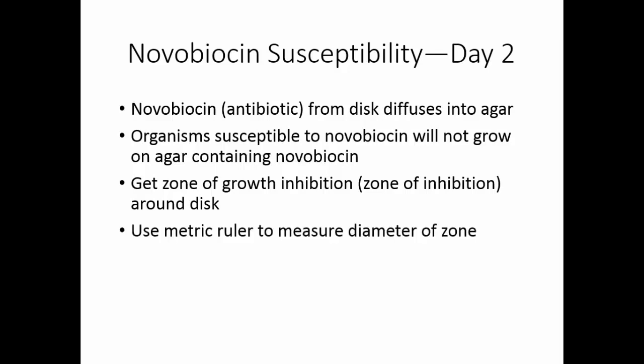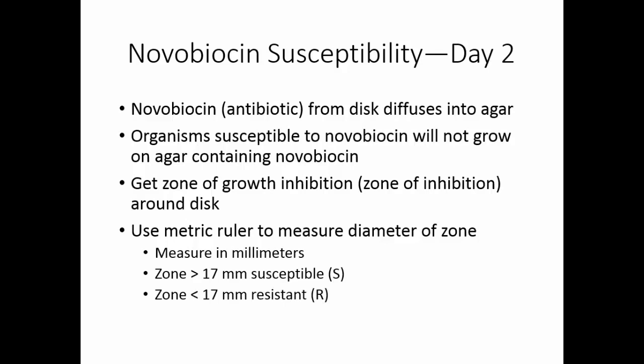You will use your metric ruler to measure the diameter of this zone, and you measure it in millimeters. That's the smallest unit on the metric side. If the zone diameter is greater than 17 millimeters, the organism is susceptible to novobiocin, and you use a capital S to record that test. If the zone is less than 17 millimeters in diameter, then the organism is resistant. You use a capital R to record the result of that test.